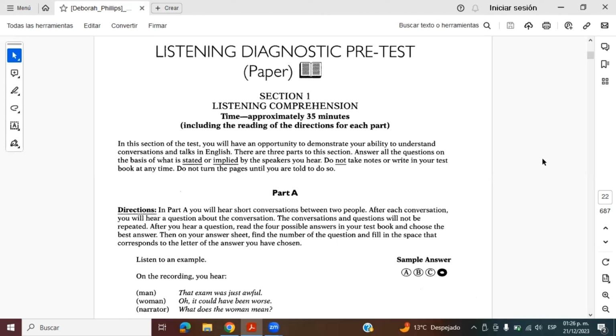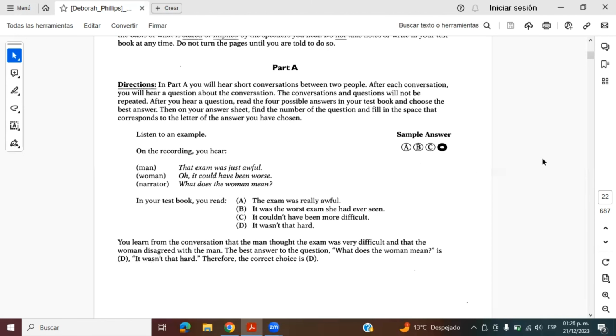Listen to an example. On the recording, you will hear, "That exam was just awful." "Oh, it could have been worse." "What does the woman mean?" In your test book, you will read, A. The exam was really awful. B. It was the worst exam she had ever seen. C. It couldn't have been more difficult. D. It wasn't that hard.